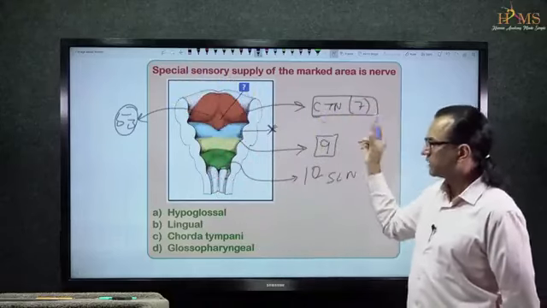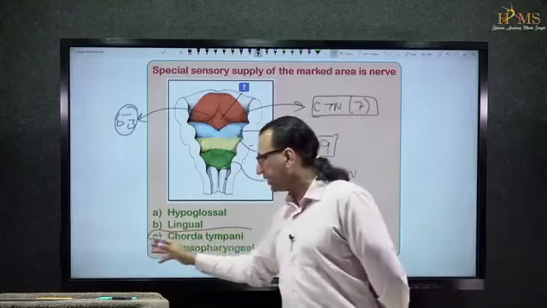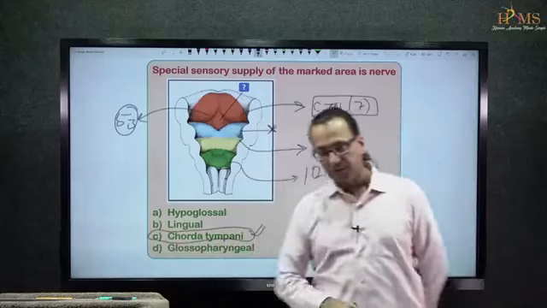So we'll keep our answer as facial nerve, chorda tympani branch. Choice number C should be our answer.